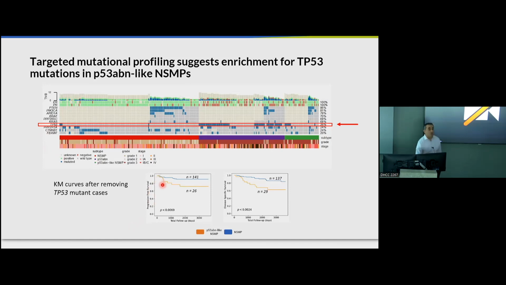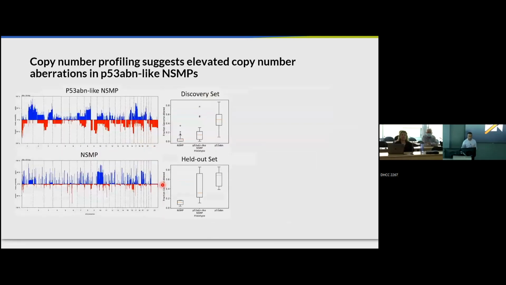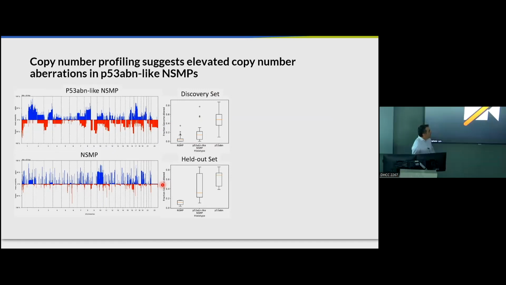We see that when you remove all the P53 mutant cases, we still see that signature: P50 abnormal-like NSMPs do worse compared to the rest of the patients. And we did a bit more work on this. We took some of these cases, did shallow whole genome sequencing, and realized that these cases, the bad players, have more copy number burden. In other words, unstable genomes compared to the rest of the NSMP cases.